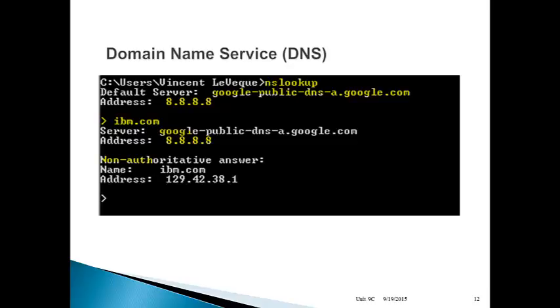I'm going to give you the non-authoritative answer because Google isn't authoritative for IBM's zone. IBM is authoritative for IBM's zone. But it gets it through secondary means, and it says, here's a non-authoritative answer. It's a hand-me-down answer. IBM.com is at this IP address, 129.42.38.1.